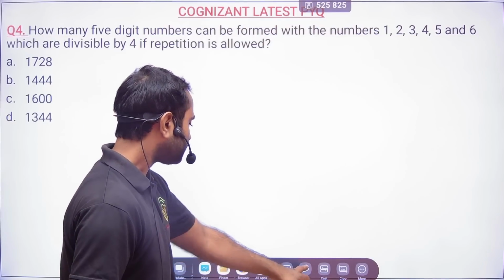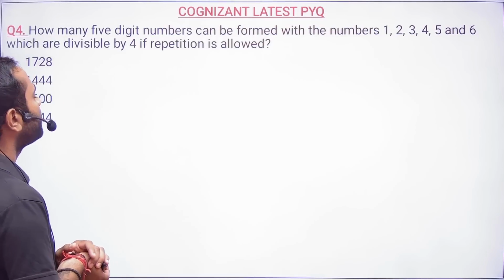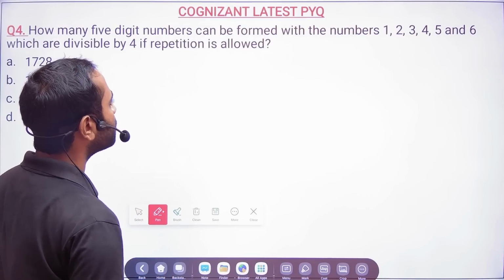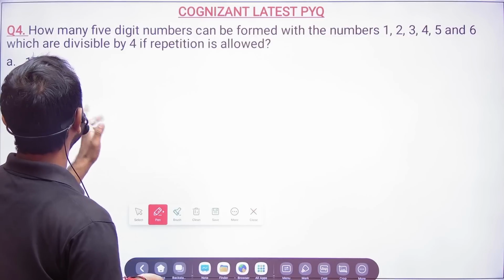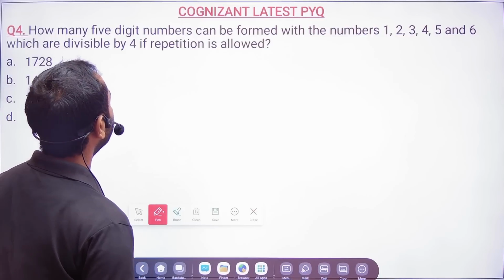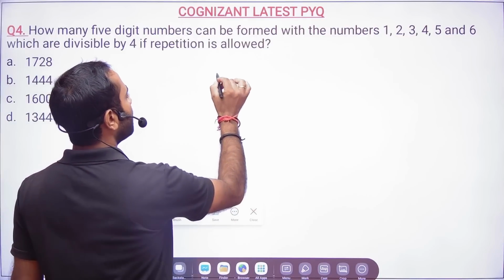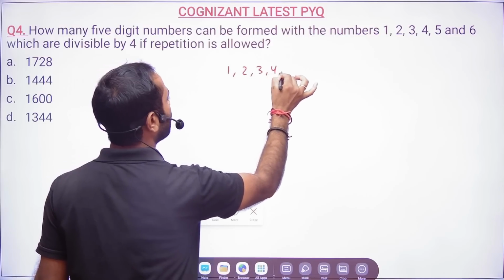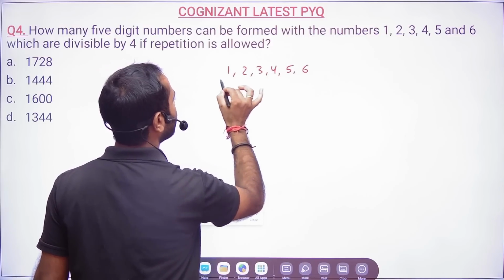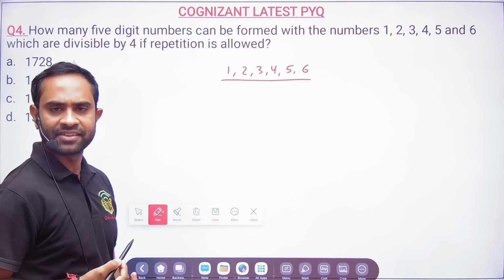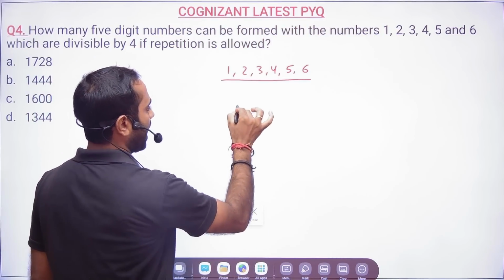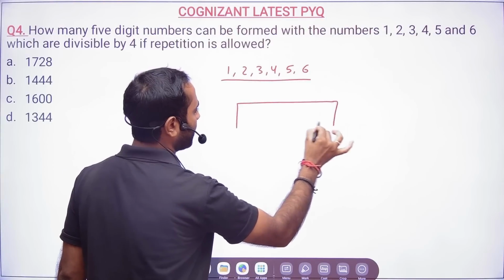Now, how many 5-digit numbers can be formed with the numbers 1, 2, 3, 4, 5 and 6, which are divisible by 4 if repetition is allowed? Total how many numbers are there? Sir, total we have 1, 2, 3, 4, 5, 6. Total we have 6 digits, right? Okay. So with the numbers 1, 2, 3, 4, 5, you have to make a 5-digit number, right?